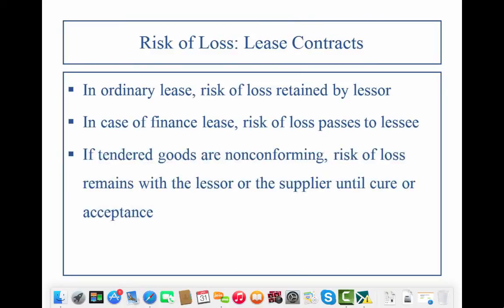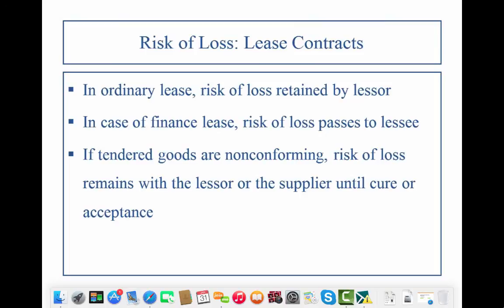Okay, with leases, what happens? I sort of say the leases are the stepchild here, right? But we remember Article 2A is leases. In an ordinary lease, meaning not a finance lease, meaning where there is no third party financing it, risk of loss is typically retained by the lessor. Who's the lessor? The person who has title. If you want to negotiate it, and most lessors would, they could negotiate it where the lessee assumes the liability, but the UCC default rule is it's the lessor.